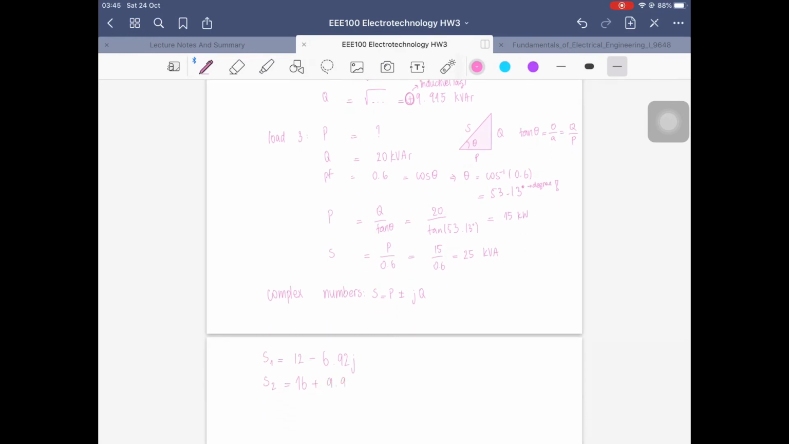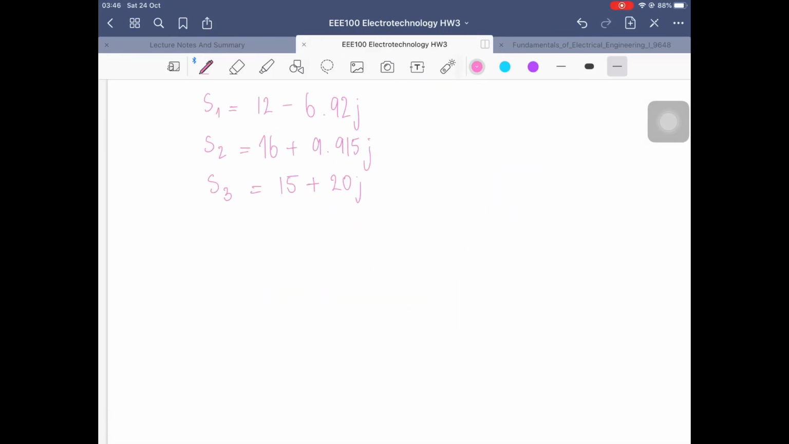And then we move on to S2, which is 16 plus 9.915j, which is an inductive load, lagging. You have to remember all of those. We also have S3, which represents load number 3. So now we can draw the right triangle, which is the power triangle that represents each load.